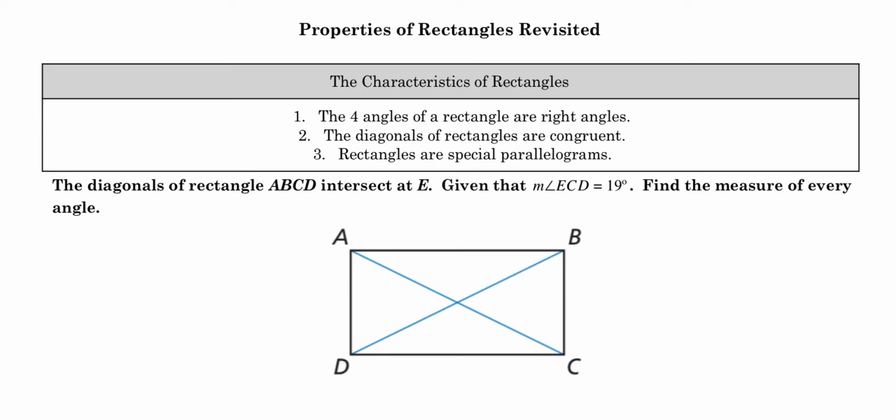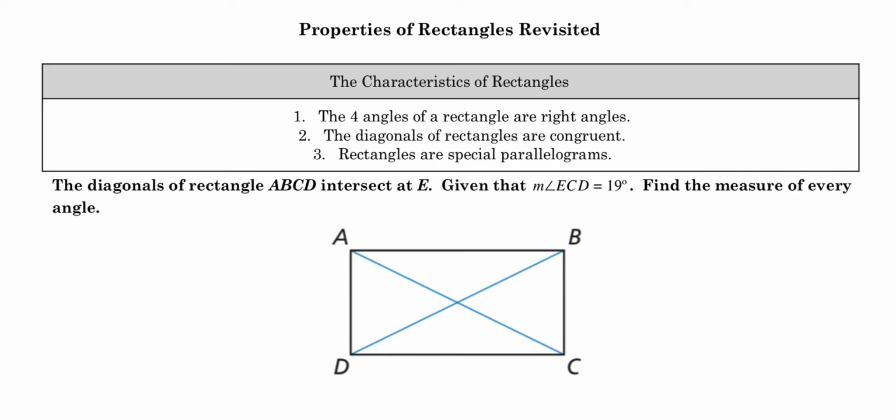All right, so what we've got here is properties of rectangles revisited. We're just going to talk about what it means to be a rectangle. There are three characteristics. Number one, all the angles are right angles. Number two, the diagonals are congruent. And number three, it is a parallelogram, which means everything you know about parallelograms holds true for rectangles as well.